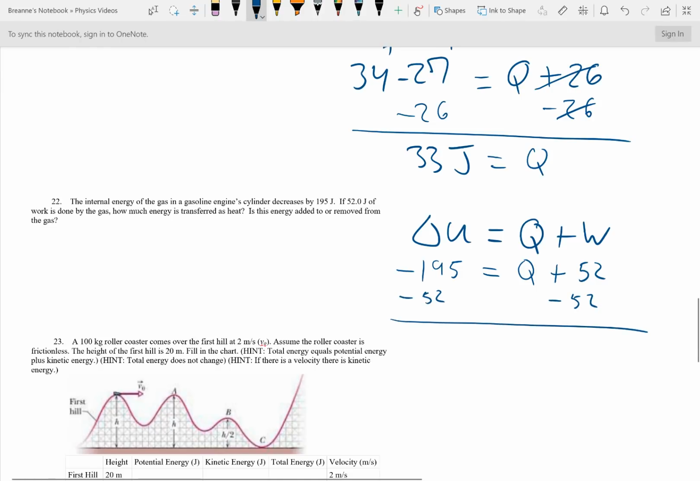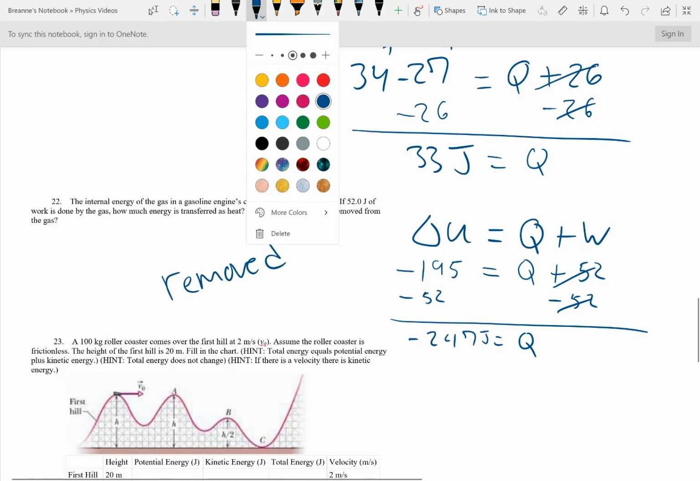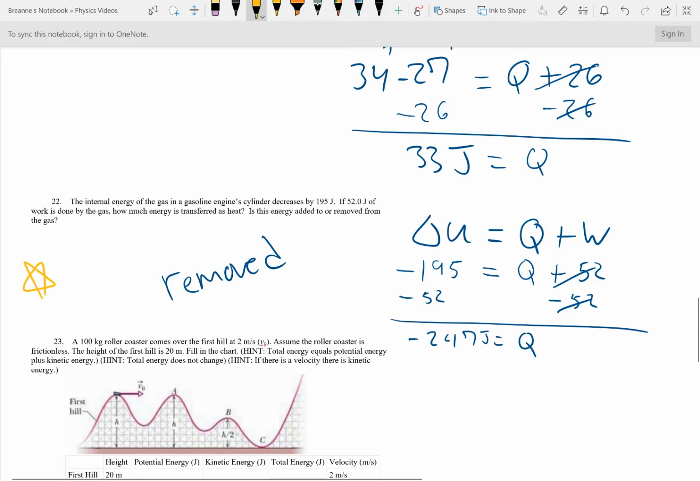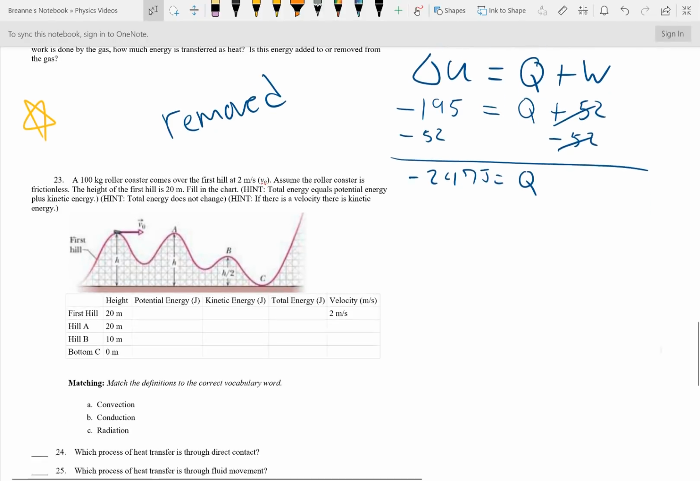Because again, the opposite of adding is subtracting. And you're going to end up getting a negative 247 joules. And negative means it's being removed. So it's being removed. I'm going to yellow star this problem. So I definitely understand that system.